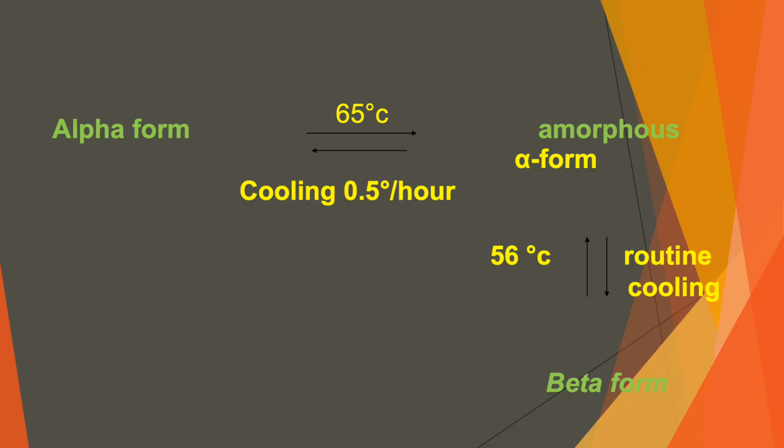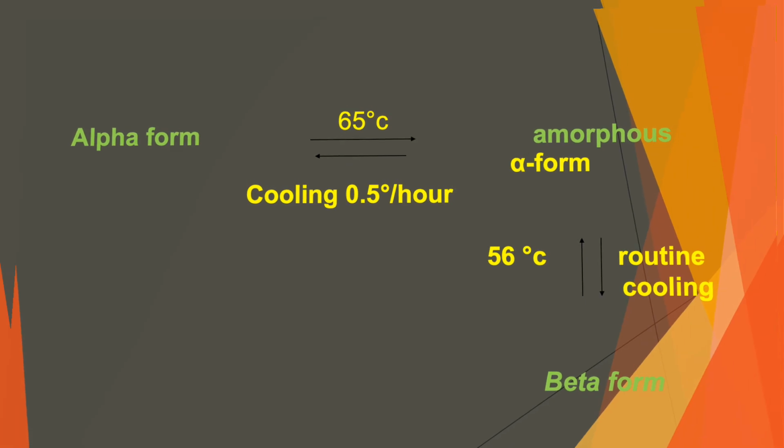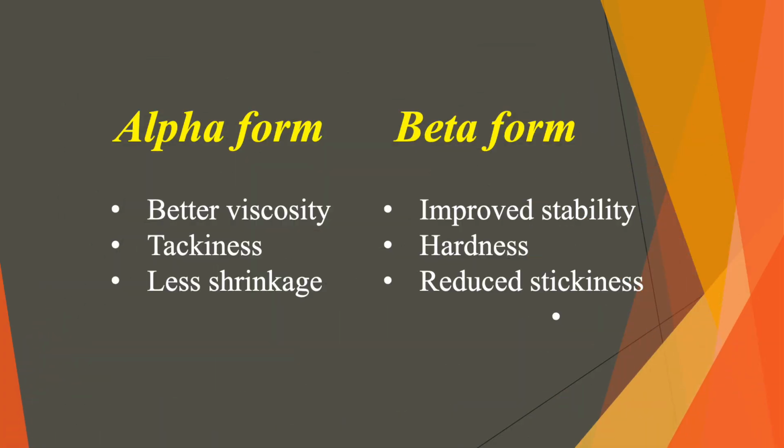When we take it from the tree, we extract the gutta-percha in the alpha form. When we heat this alpha form, it goes to an amorphous alpha form, and then when we cool this gutta-percha, it gives us the beta form. When we do the opposite direction, we return again to the alpha form of gutta-percha. Let's see the difference between the alpha and beta forms.